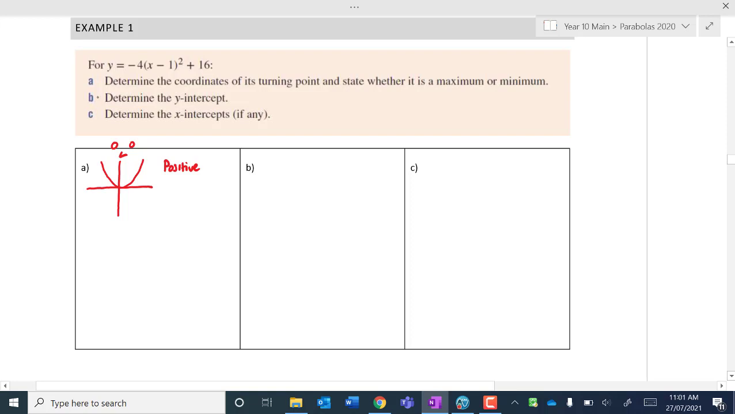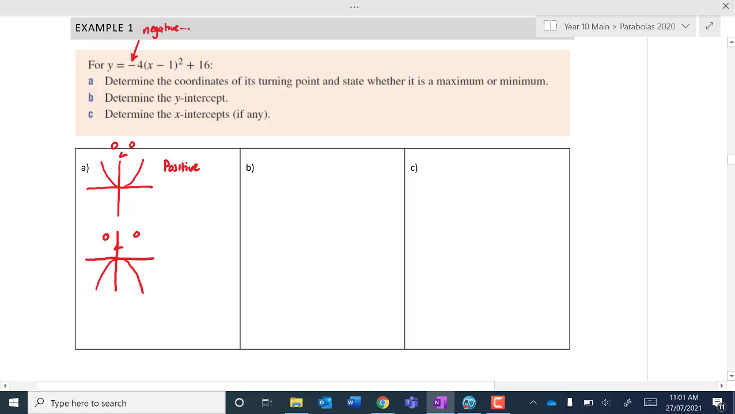If I have a negative out the front, then yes, you guessed it, a negative out the front is going to be a sad quadratic or parabola. And as you can see, that's going to be like a sad face. It's going to be inverted. Now, if you're watching this from school, from Ivanhoe, then you have already done a self-directed parabola task, and hopefully you saw the effect that this negative has.